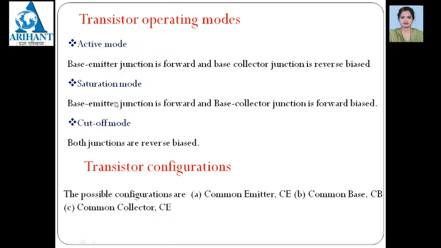Now there are three operating modes of the transistor. The first is active mode, in which the base to emitter junction is forward biased and the base to collector junction is reverse biased. The second is saturation mode, in which the base to emitter junction is forward biased and the base to collector junction is also forward biased. And in cutoff mode, both the junctions are reverse biased.